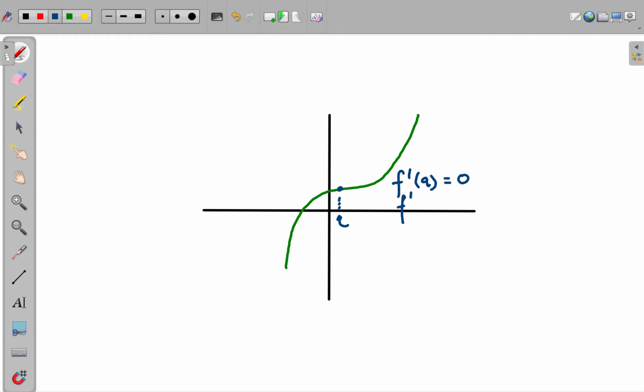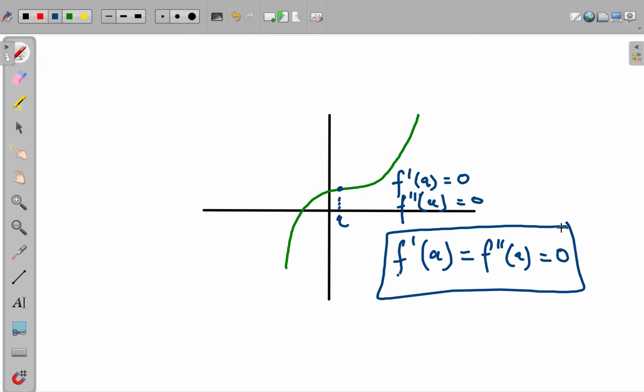The second derivative is also 0. And when we have such a case, where the first derivative and the second derivative are both 0 at the exact same point, that point is what we refer to as a stationary point of inflection. It is a stationary point of inflection.